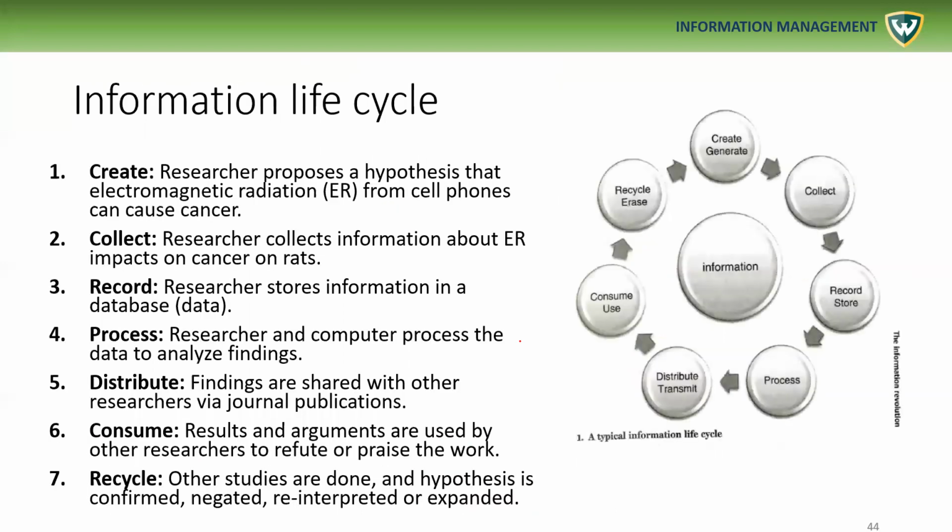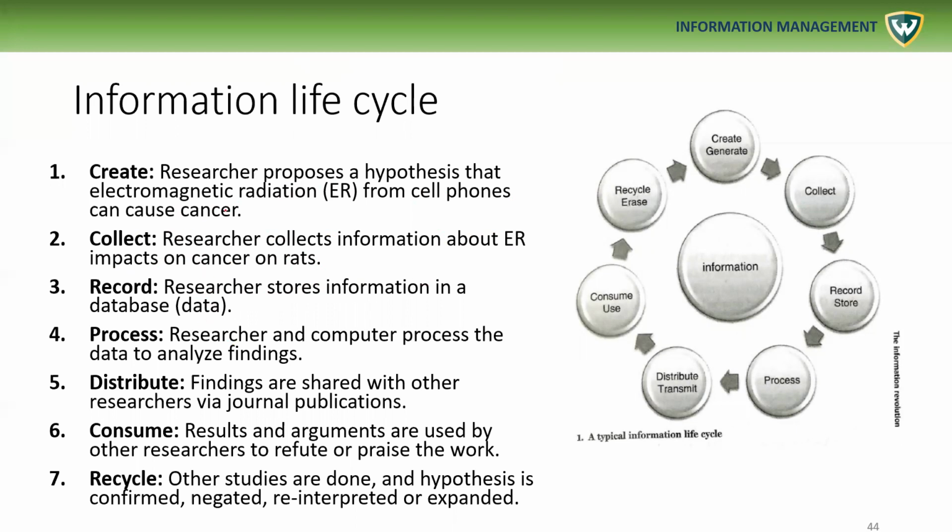So in the information life cycle, when we're talking about creating the information, we may see, for example, the researcher proposes a hypothesis that electromagnetic radiation from cell phones can cause cancer. So that's an idea, of course, that has a referent, an object in the world that it refers to. Then this researcher may go into the collecting stage, collect information about electromagnetic radiation impacts on cancer on rats. Maybe this has to be through experiments. The researcher stores the information he obtained in a database.